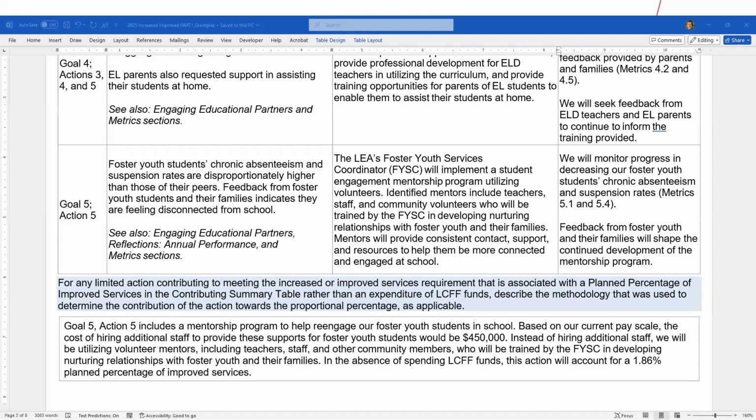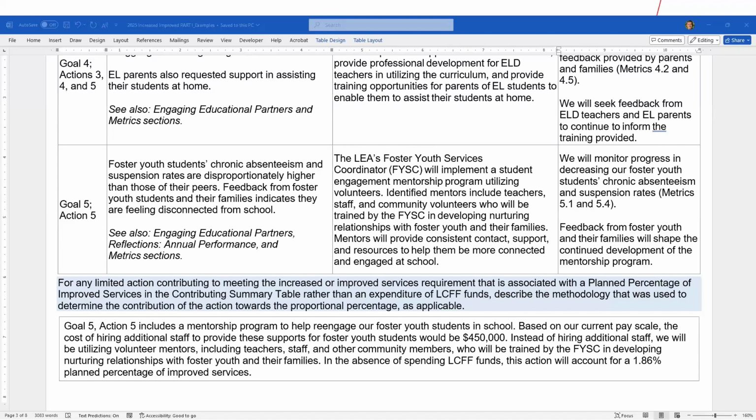And the way that the LEA will calculate that planned percentage of improved services is to take $450,000, that number, and divide it by their base grant. And that will give them the percentage that that action represents of their minimum proportionality percentage, of their MPP. That's how the LEA determines how much credit, quote unquote, they get towards their MPP for this particular action.